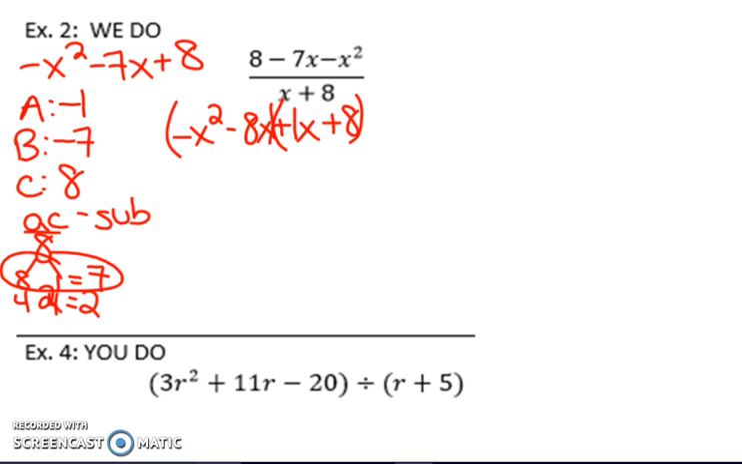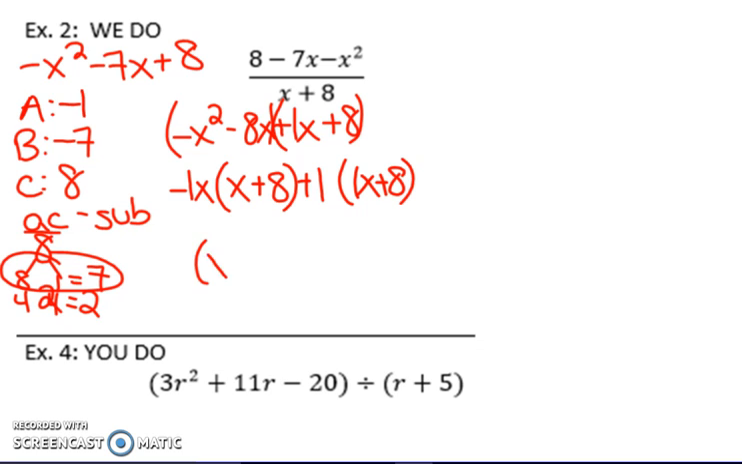So from here, in the first group, I'm going to pull out a negative 1x, just so I can keep what's inside my parentheses positive. I'm left with x plus 8. Well, if you notice, there's nothing I can pull out of the second, so I'm going to put a plus 1 here, because 1 times anything is still that number. So when we bring it down, now I have x plus 8, and I have negative 1x plus 1.